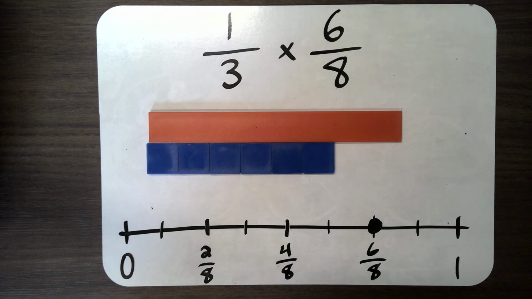In this video we're going to discuss CRA models for multiplying a fraction by a fraction. We have two different types we're going to show. This first type is going to be fraction multiplication without subdivision, and then we'll show an example where we have it with subdivision.